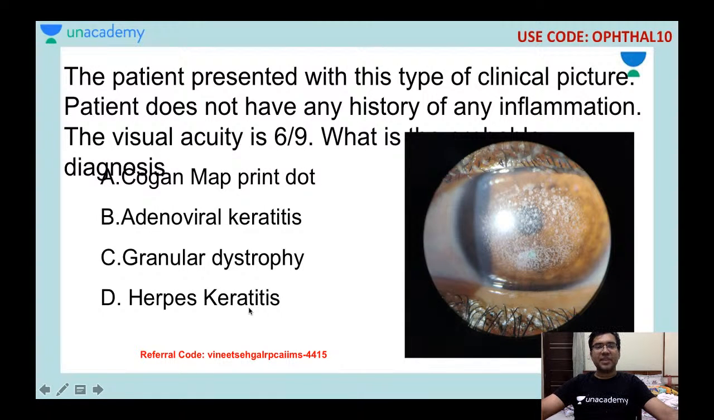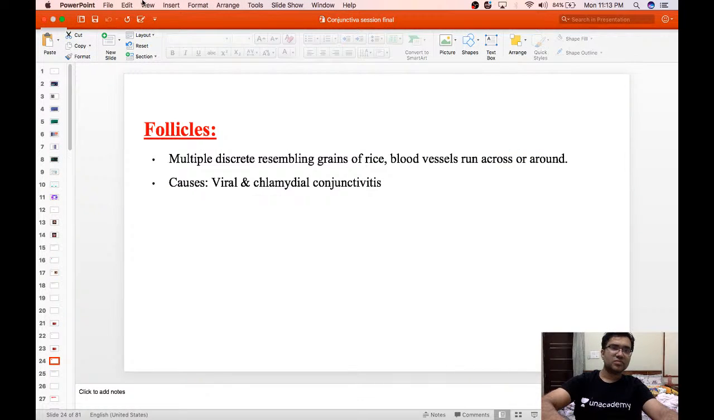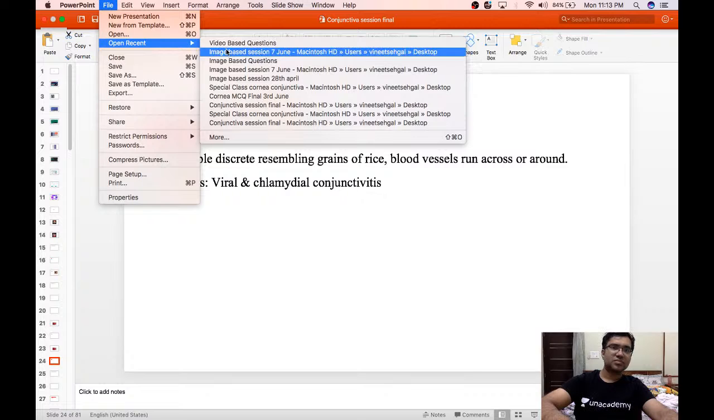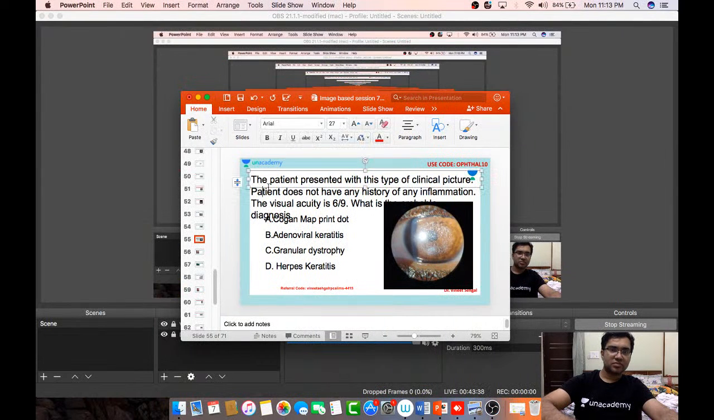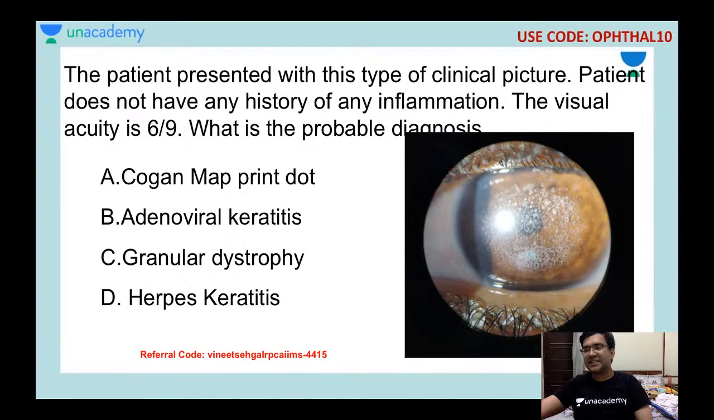So the next question is, a patient presented with this type of clinical picture. Just give me a minute. Let me make this slide more clear to you. Now I think it is more clear. Can you read these slides now? So the patient presented with this type of clinical picture, the patient does not have any history of any inflammation. The visual acuity is 6/9, so this means there is a good visual acuity. What is your probable diagnosis?